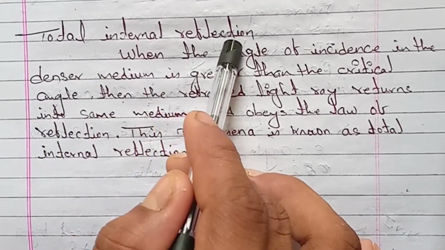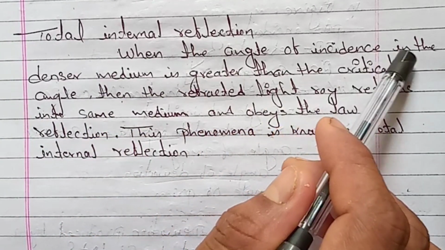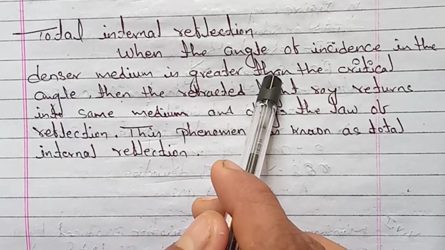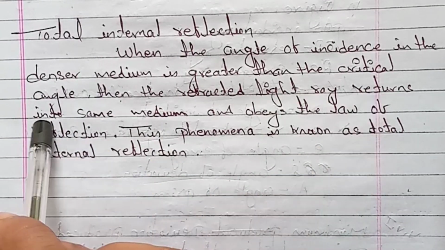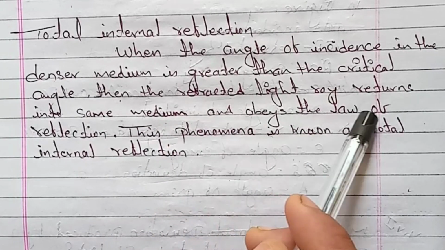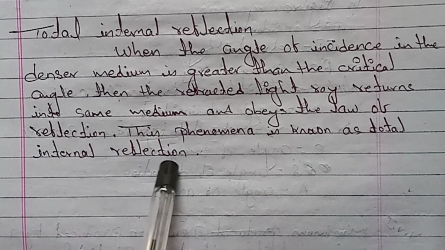Total internal reflection. When the angle of incidence in the denser medium is greater than the critical angle, then the light ray is reflected back into the same medium and obeys the law of reflection. This phenomenon is known as total internal reflection.